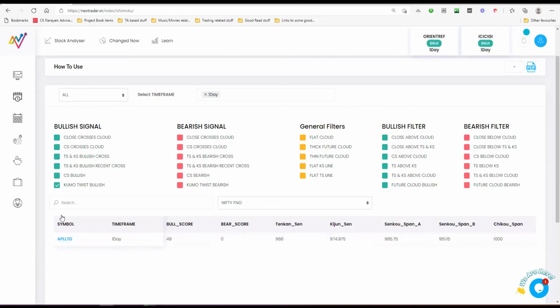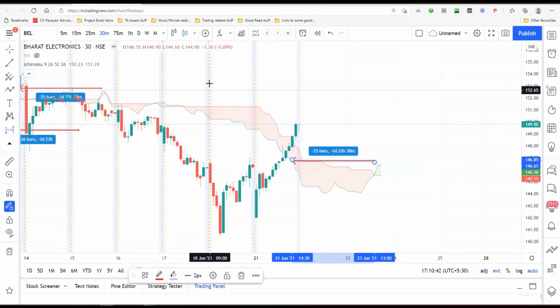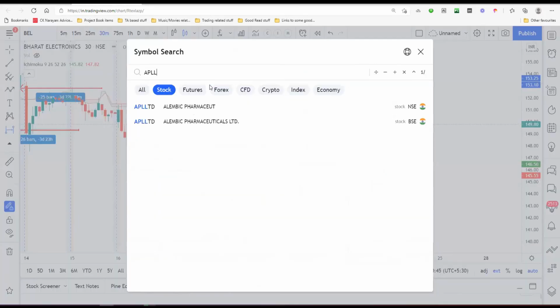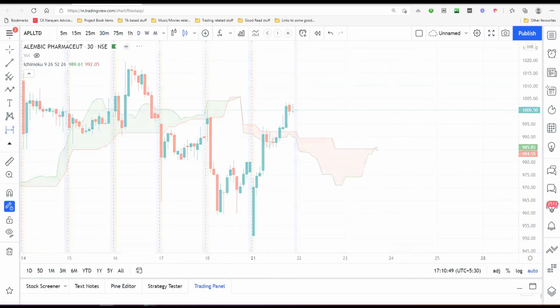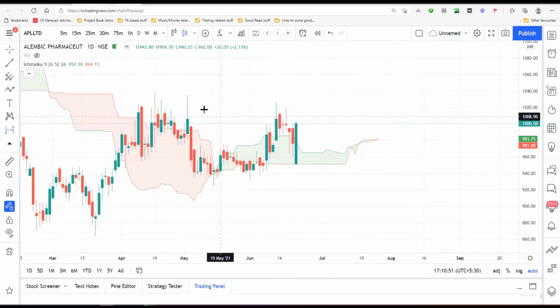So if you go to the chart of APLL, Alembic Pharma, and then change the chart time frame to daily, there is a small daily crossover here. Now you can see a nice bar here, and there is a kind of tentative crossover here.